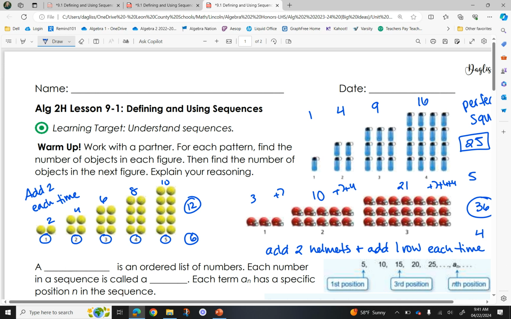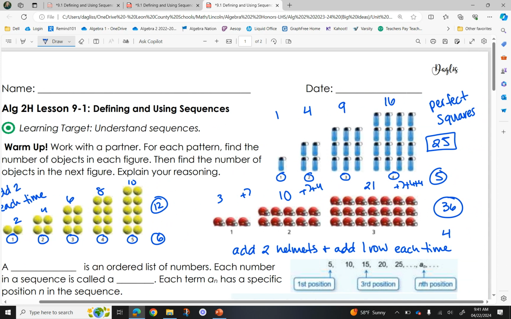Your water bottles, it wasn't adding something, it wasn't even multiplying by something, but you saw perfect squares. Again, using your figure number, 1 squared, 2 squared, 3 squared, 4 squared. And then to get our last piece, 5 squared, I would have 25 water bottles.